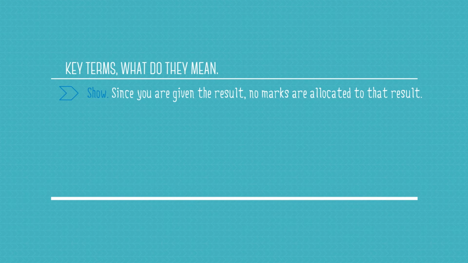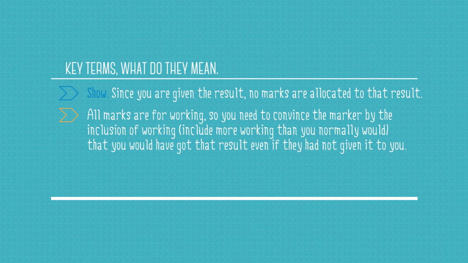Show. You're probably going to get 5, 6, 8 shows throughout the paper. You are given the result, and the result you're given needs to be the last line in your working. Now, there are no marks given for that result. All the marks come earlier. The idea being that you've got to show enough working to convince the marker that you would have got to the result even if they hadn't given it to you.